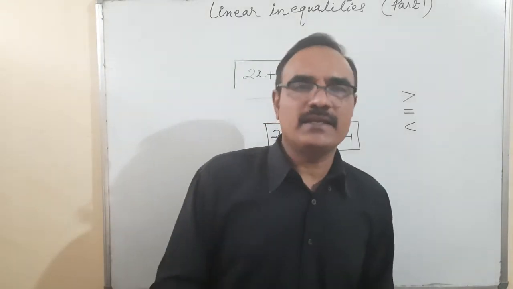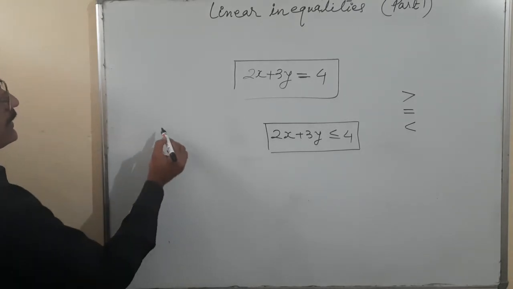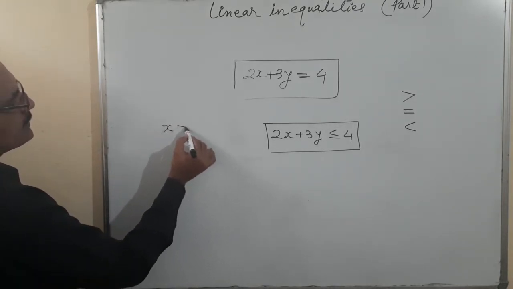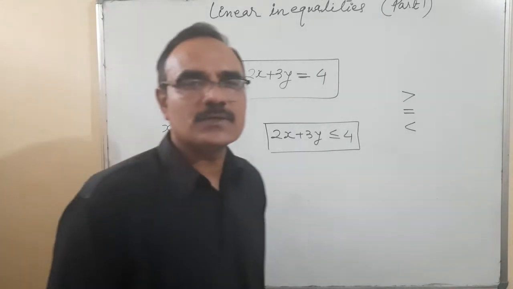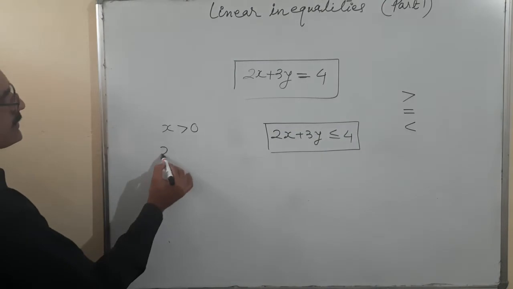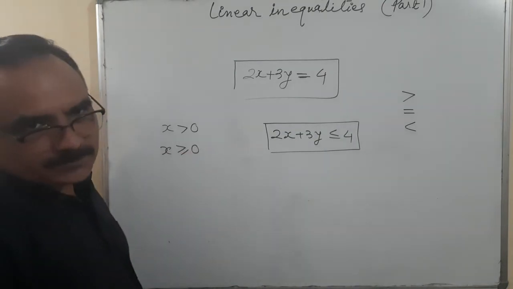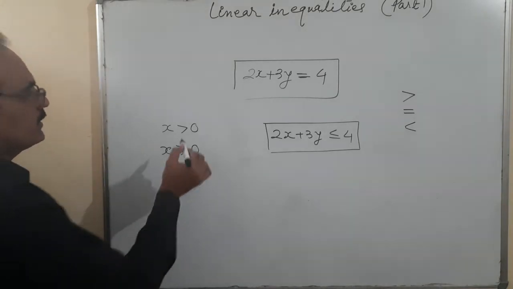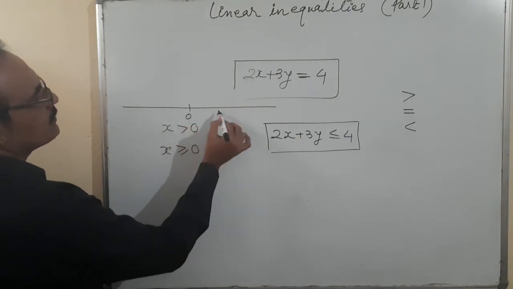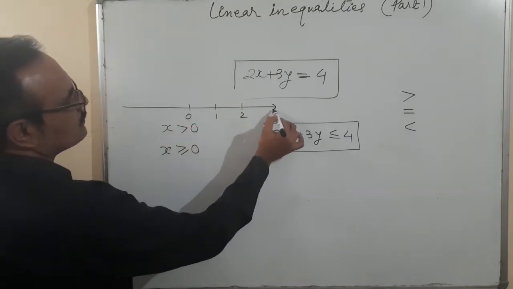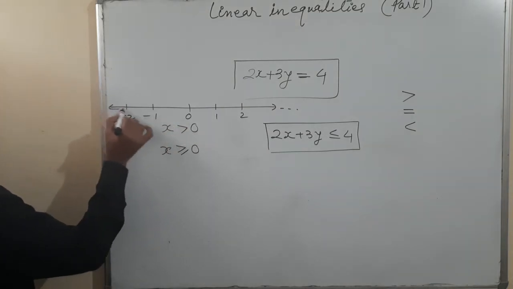So if I write one simple term here, x is greater than 0, or x is greater than or equal to 0. Make a difference between these two things. We are understanding the difference on the number line. This is a number line: 0, 1, 2, minus 1, minus 2.